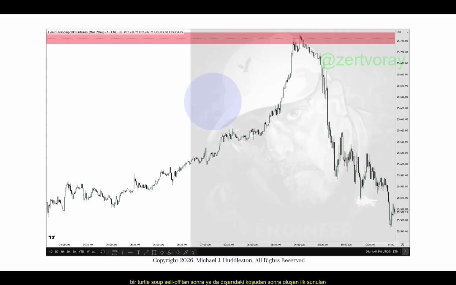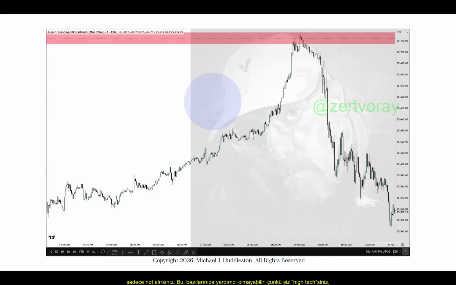But you're looking for the first presented fair value gap after a turtle soup sell-off or sell-side liquidity raid and runs higher. So having these on your chart, again, you can collect these in a workspace on TradingView or whatever your platform is, or you can be old school like me. I just simply write it down.